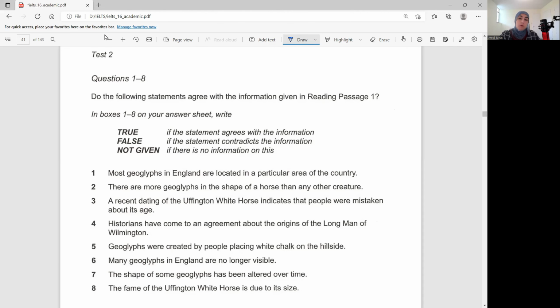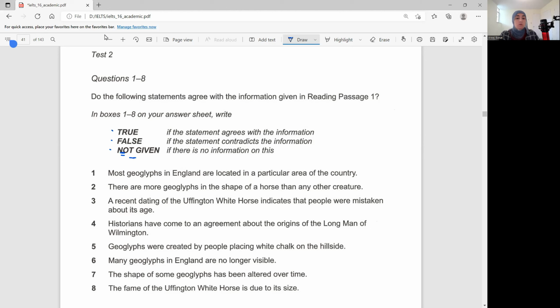So the first question that we come across here is true, false, not given. You know that if the statement is true, if it's exactly mentioned as it is, no change in information, this is true. If there is the same information, but there is one detail that is changed, that would be false. Not given means I couldn't find the information at all. So this is extremely important. I always advise my students that if it was very difficult to find the information, the safest choice is not given. So let's see how we do it.